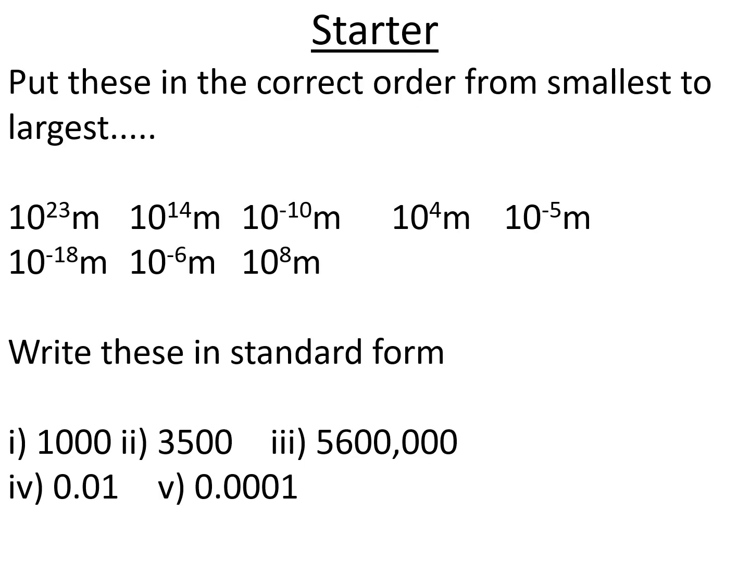So first of all, can you put these into the correct order? Pause the video and have a wee look, and also can you write these in standard form? So the correct order from smallest to largest would be minus 18, this one here, then minus 10, then minus 6, then minus 5, then 4, then 8, 14 and 23. Hopefully you can write these in standard form. If you don't, then you really are going to be struggling with higher physics, folks.